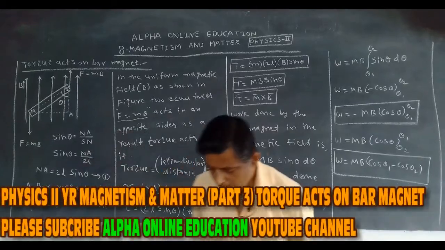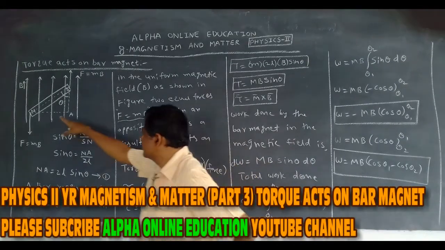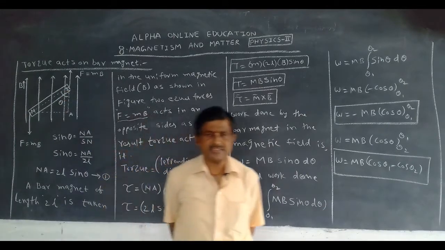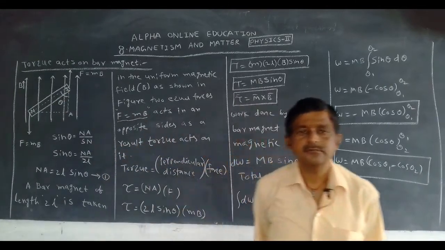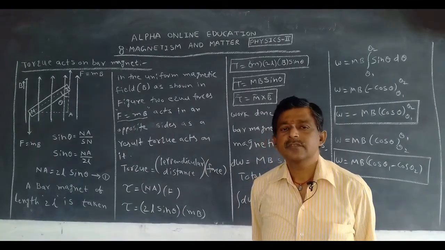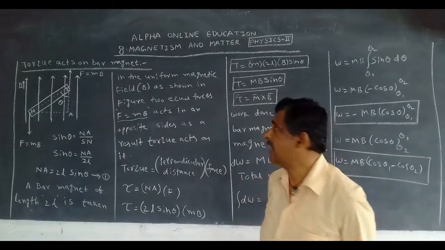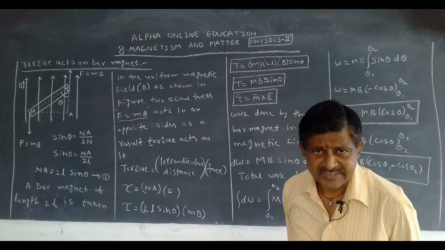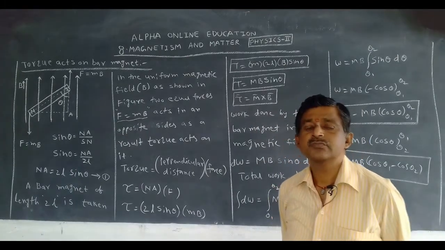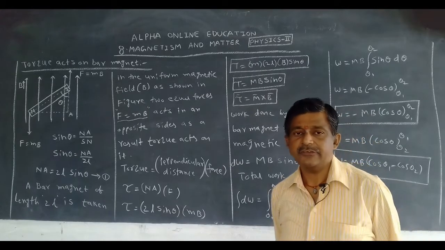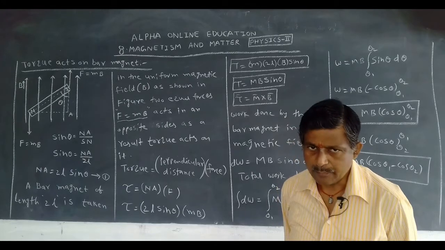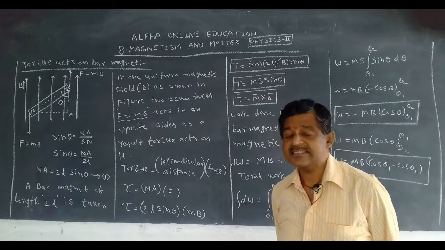Let us take a Bohr magnet. This is the Bohr magnet. The Bohr magnet is suspended or taken in a uniform magnetic field. Torque is experienced on it. Now, what is the equation for the torque experienced on the Bohr magnet in the magnetic field?